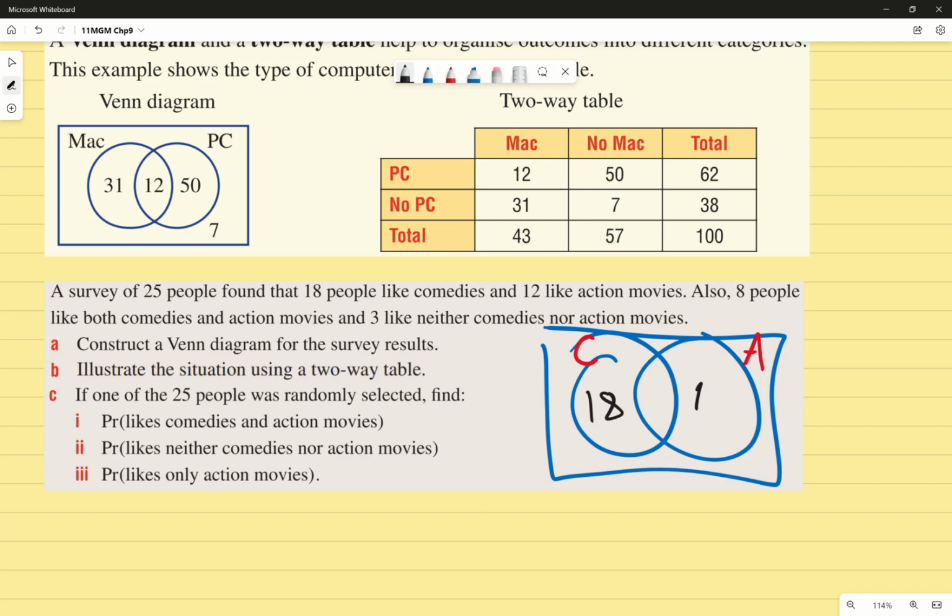So let's start by writing in what we know that doesn't have overlaps. A 3 I know should go there because it's neither. And I know that 8 people like both, so I include that information there. Now let's calculate how many go in each outer section. Well, it says 18 people like comedies, so if it's an 8 there, in order for the full circle to be 18, this has to be a 10. Other side, well, if action is 12 people in total and 8 of them like both, then that means 4 people. Done. Any questions?